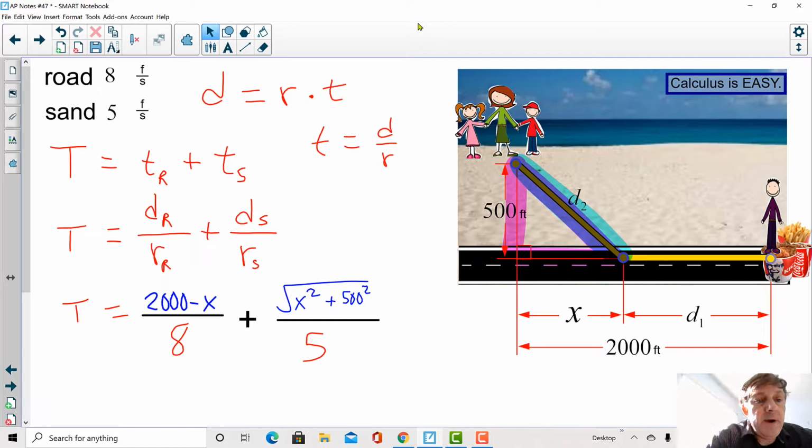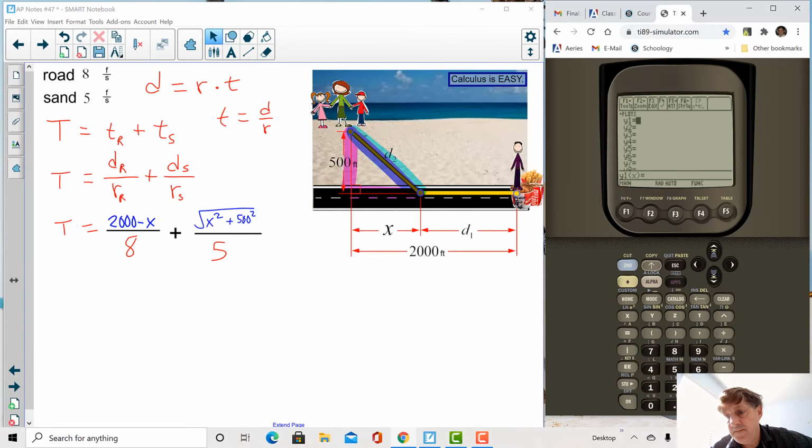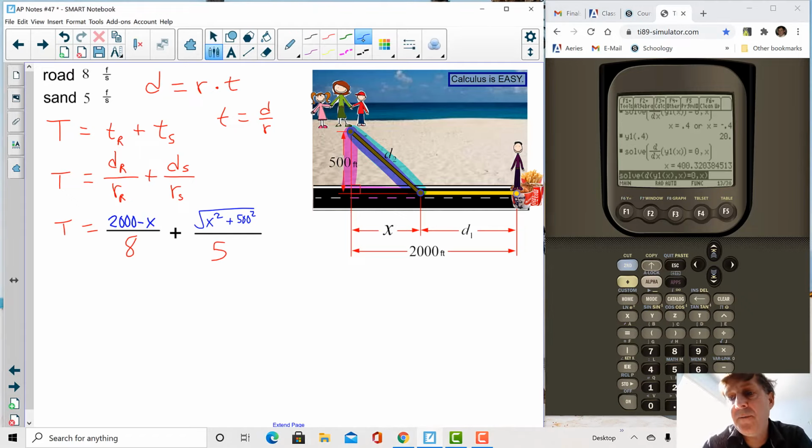And now we want to minimize that function because we're looking for the minimum amount of time. So we can plug that into our graphing calculator. We'll type it in on y1. Then we can go to the home screen and solve where the derivative is 0. Okay, we're only getting one critical number. It's going to be 400.320.